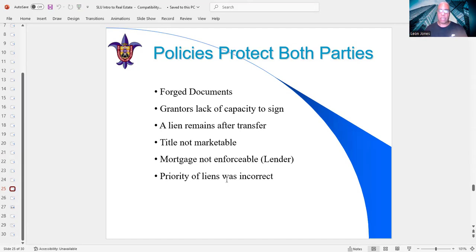Covered problems include forged documents, a grantor's lack of capacity to sign, a lien remaining after transfer, title not marketable, mortgage not enforceable, that's the lender, and then a priority of liens that was incorrect.